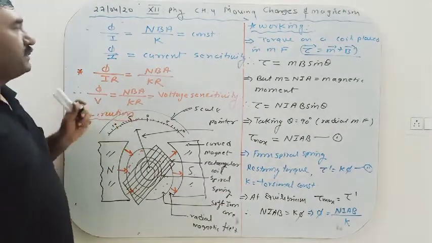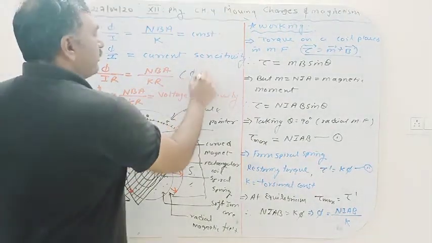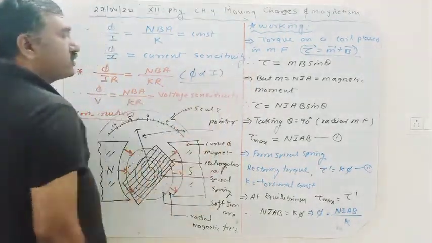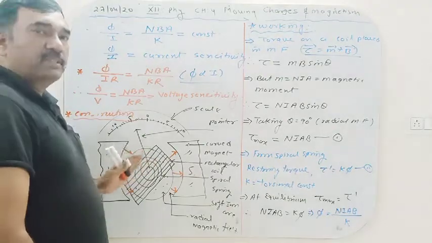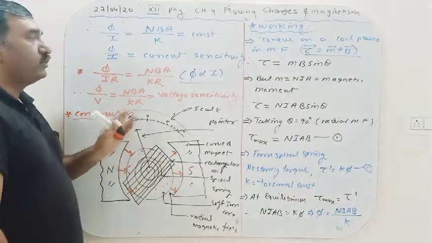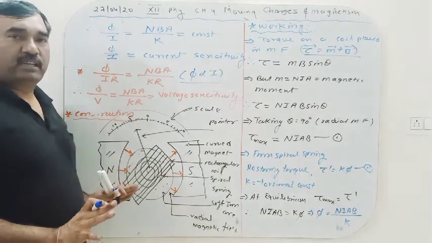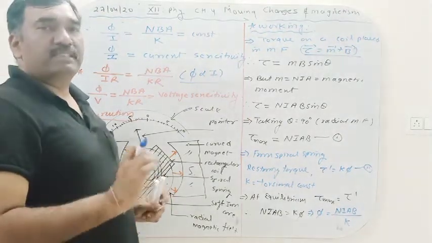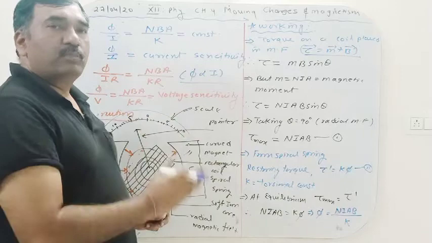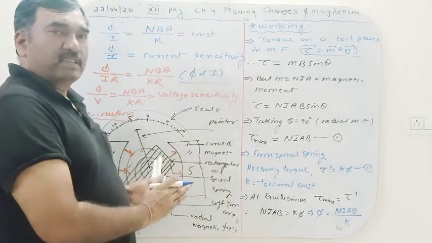So remember that the deflection produced in the coil is directly proportional to the current, and this deflection is properly calibrated on a scale to measure the electric current. But a galvanometer is not used to measure electric current. It is only used to detect the presence of electric current. More the deflection, more is the current. Less the deflection, less is the current.